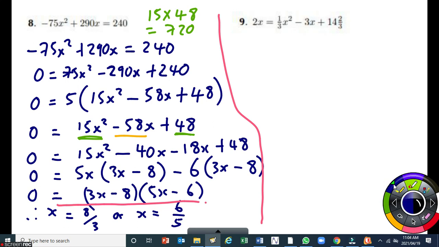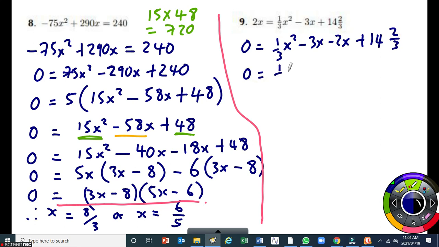Right, number 9, we have got a quadratic equation. So it's not a quadratic equation as yet, so let's rearrange the terms. I'll take the 2x to the right, so we end up with 0 equal to a third x squared minus 3x minus 2x plus 14 and 2 over 3. So this becomes 0 equal to a third x squared minus 5x plus 14 and 2 over 3.